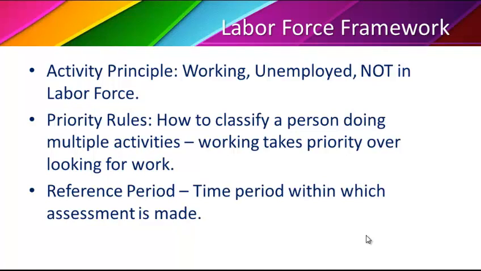Now, if somebody is working part-time or doing multiple activities, like he's looking for work but he's also working, then should he be classified as a job seeker or should he be classified as an earner? So these are these priority rules which determine how you classify someone if there is a conflict. So basically in these rules, if somebody is working and also looking for work, he is classified as employed.